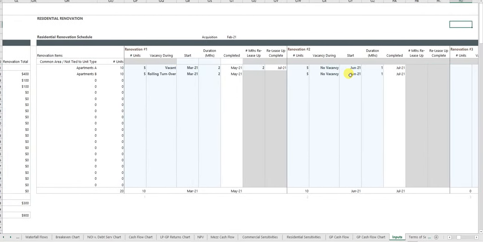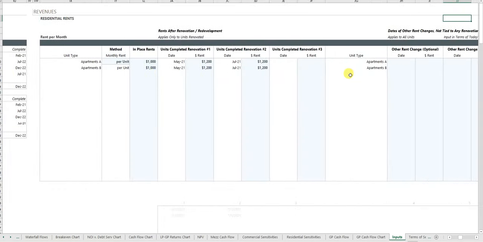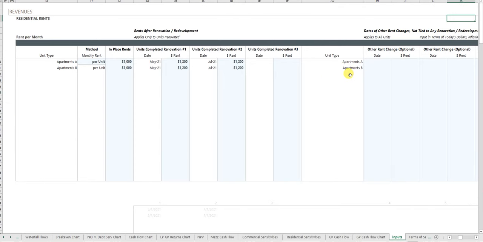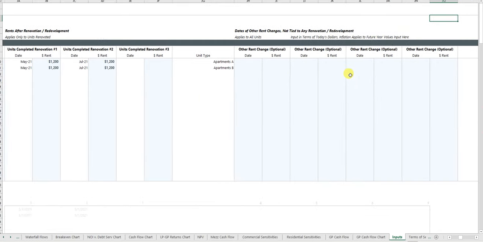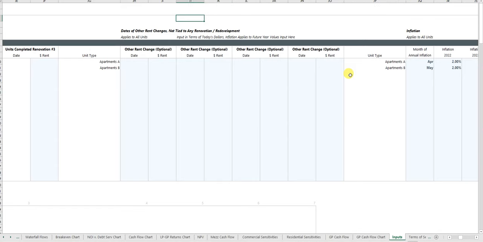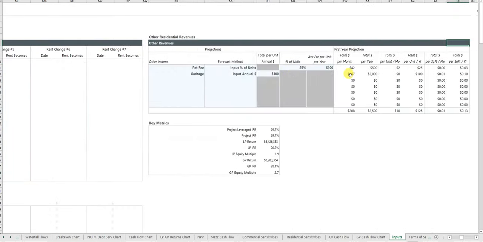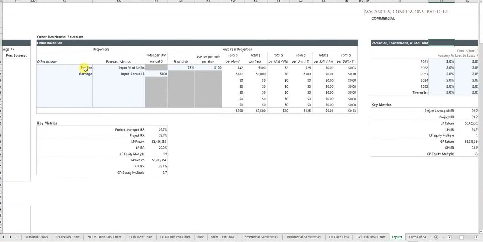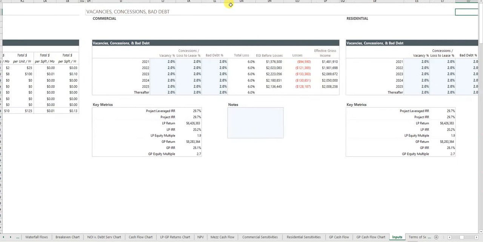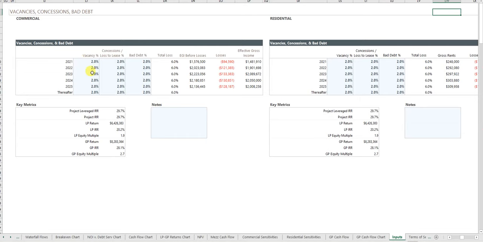Similarly, you can do renovations on the residential side. You can input your residential rents, and here too you can have rents that are linked to completing renovations, so the model knows when to do the step-ups automatically, or you can input individual dates. This can be useful if you acquire an asset that is currently charging below market rate and you're going to take it up. You can also do other revenues. So for example, a pet fee might be paid by 25% of the units at $100 a unit. You've got year-by-year inputs for vacancy, concessions, and bad debt separately for both commercial and residential.